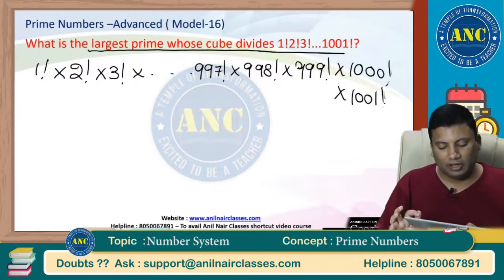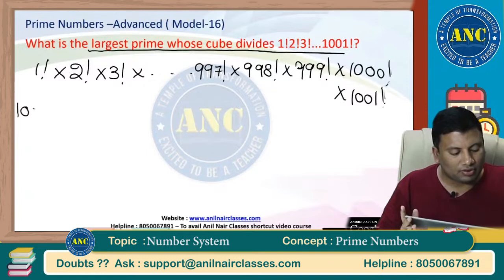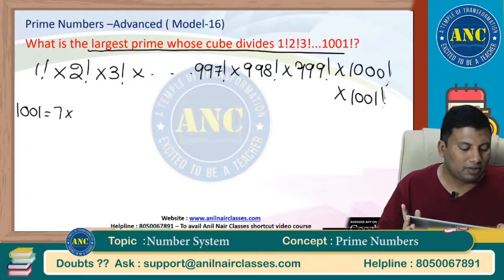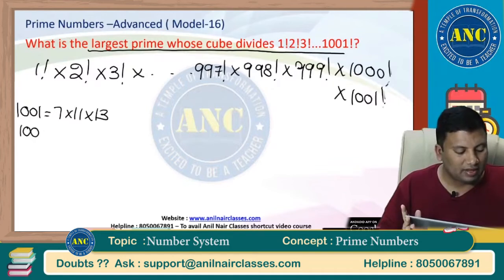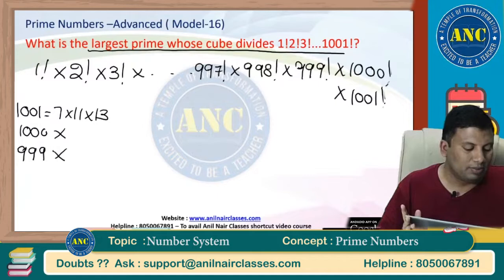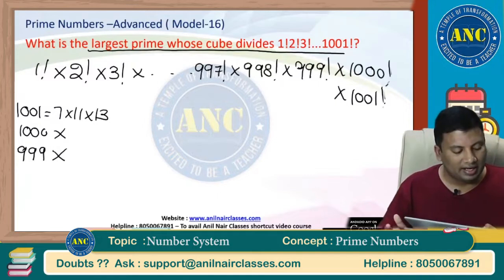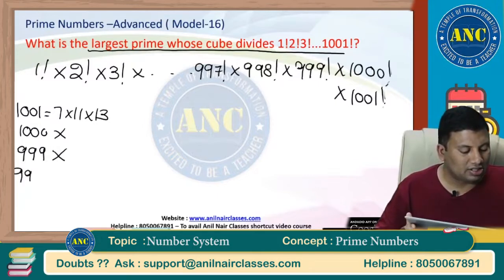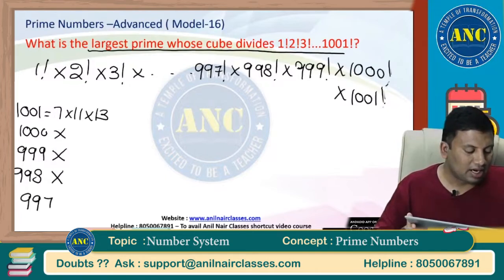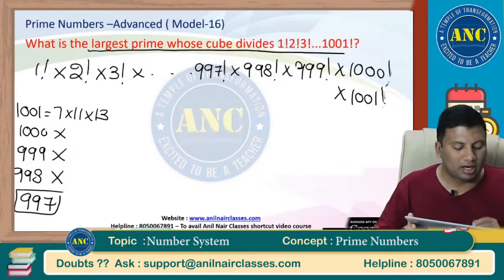Largest prime number. So 1001: 1001 is not a prime number, it is 7 into 11 into 13. 1000 is an even number, not possible. 999 is divisible by 9, not possible. 998 is an even number. So let me check whether 997 is prime or composite.